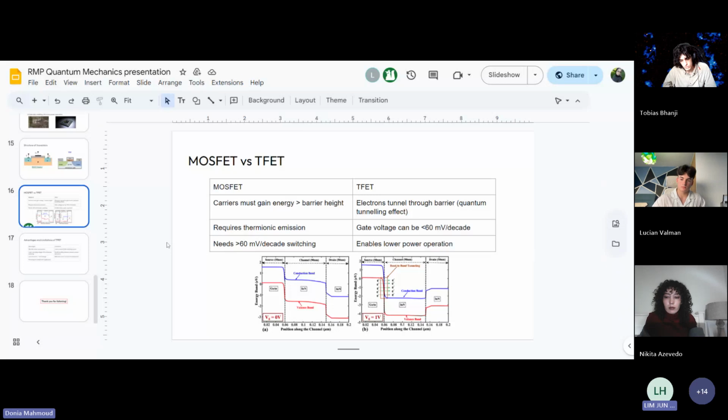This process is called band-to-band tunneling, and it allows the TFET to turn on without needing high thermal energy, enabling operation at lower voltages and lower power. The barrier in the TFET is thin and narrow, so it can allow electrons to tunnel through even with lower energy. Next slide.